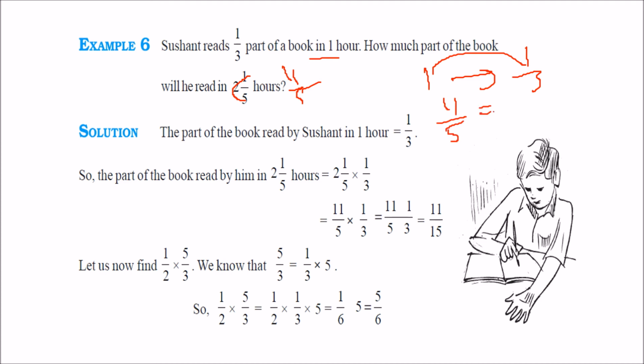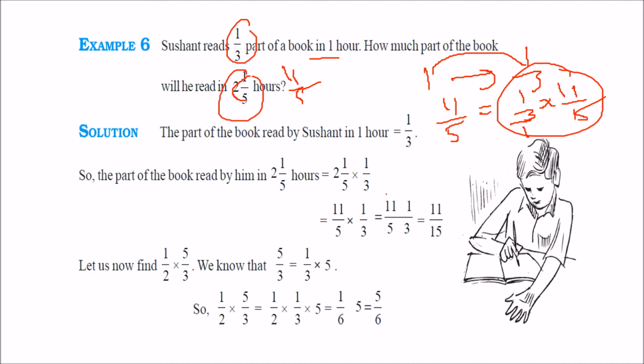So you just have to multiply these two. 1 by 3 into 2 1 by 5, that is 11 by 5 into 1 by 3, numerator by numerator, denominator by denominator, 11 by 15. This is your answer. 5 into 1, 2 into 3. This is how you find out.